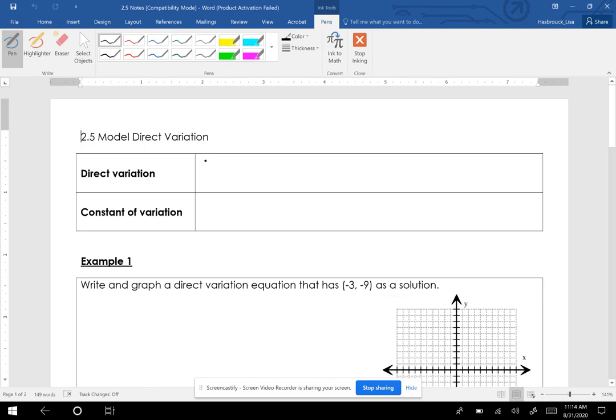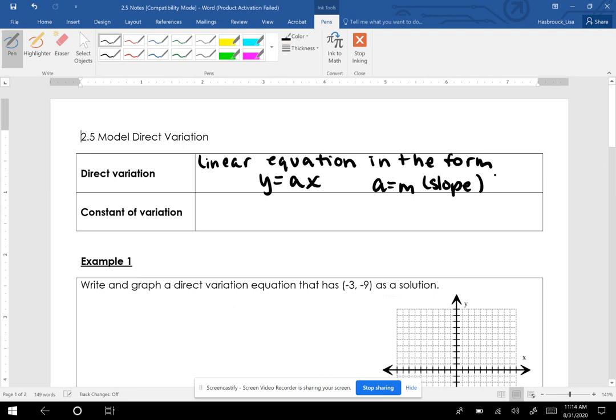Direct variation is a linear equation in the form y equals ax, where a is the same as m, it's the slope, and your y-intercept is always 0. The constant of variation is a, which is, again, the slope. So really, this is just the linear equation y equals mx plus b, but the b is 0.